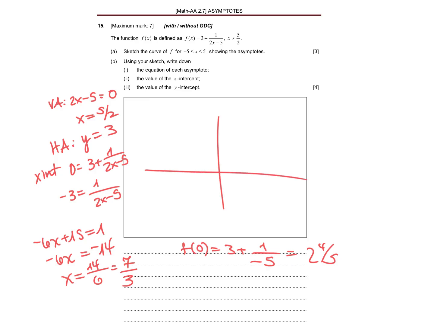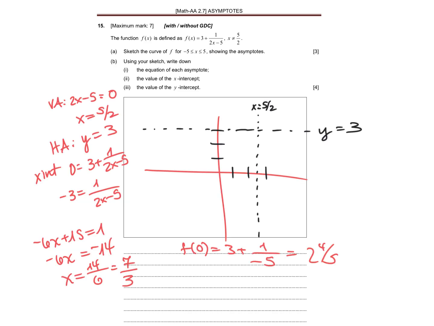Okay, so if we do a drawing of this, we have the vertical asymptote here, sorry, not x-intercept. So x equals 5 over 2, y equals 3, 1, 2, 3. This is the horizontal asymptote. We have the x-intercept is 2.8, which is like here. And so this is going to look like that.